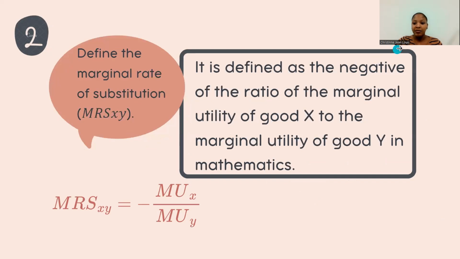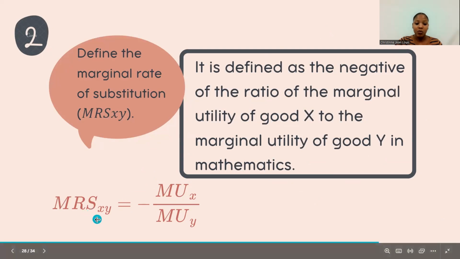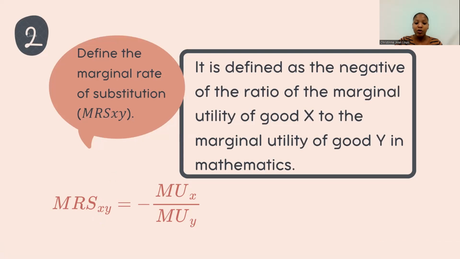Now, it is defined in mathematics as the negative of the ratio of the marginal utility of good X to the marginal utility of good Y. The marginal utility of good X is defined as MUX, and the marginal utility of good Y is MUY, and we can see that MRSXY is equal to the negative of MUX over MUY.